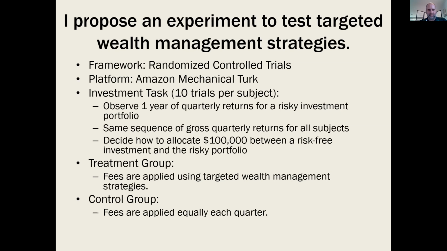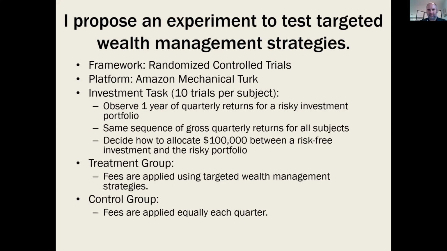I'll show you an example of the task, but basically each subject completes 10 tasks, 10 trials, where they observe a year of quarterly returns for some mutual fund, some risky asset. They're told: you've got $100,000, you can invest some portion in this risky asset whose returns you just saw for last year, and you can invest some portion in the risk-free asset. In the treatment group, the fees are applied using these targeted strategies to maximize perceived utility. In the control group, fees are applied equally every quarter.